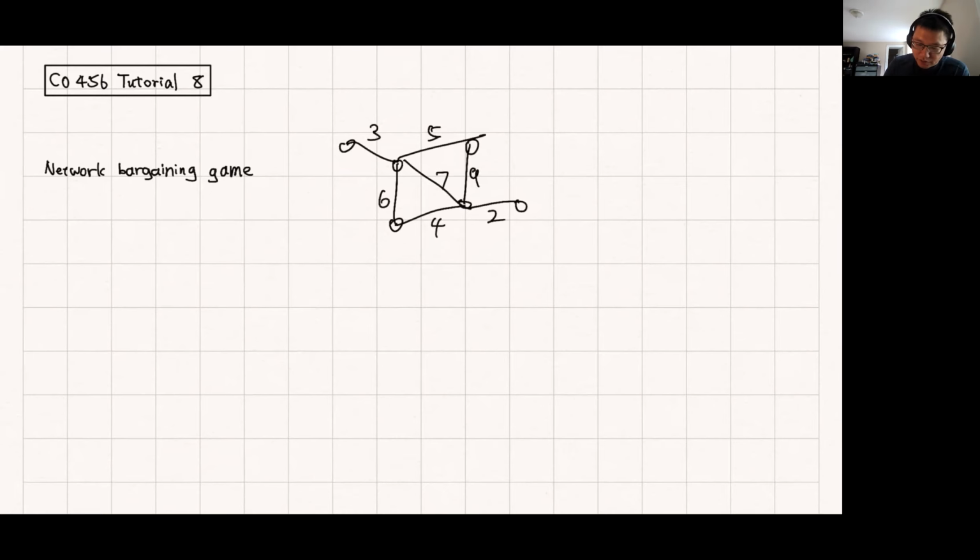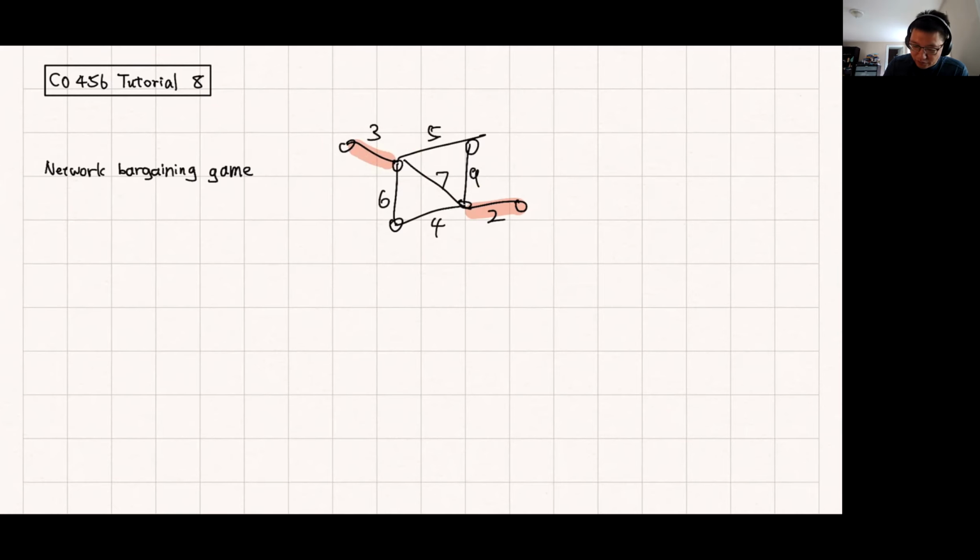The idea is you want to do a matching. For example, you might have a matching between these pairs. What you want to do is split the values between them. Only those that are matched will split the values. So players on either end will split 3, and players on either end will split 2.